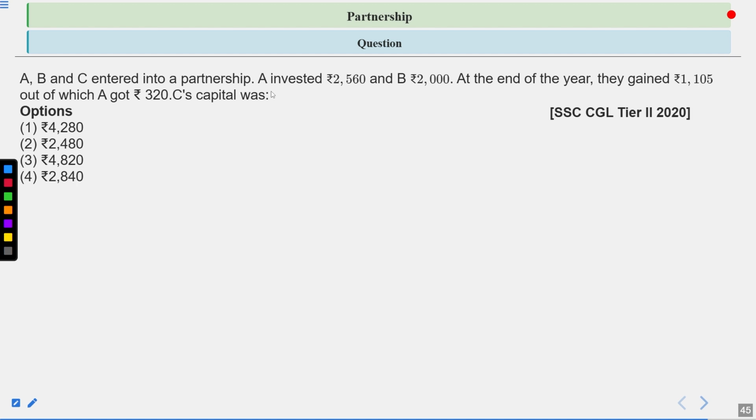A invested 2,560 rupees and B invested 2,000 rupees. At the end of the year, they gained 1,105 rupees, out of which A got 320 rupees. C's capital was? This question was asked in the SSC CGL Tier 2 exam in 2020. There are 4 options. First one is 4,280 rupees. Second is 2,480 rupees. Third one is 4,820 rupees. And fourth one is 2,840 rupees. Now you have 10 seconds to analyze the question. Your time starts now.